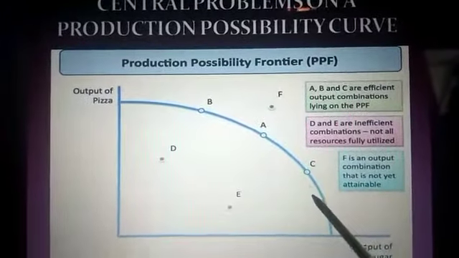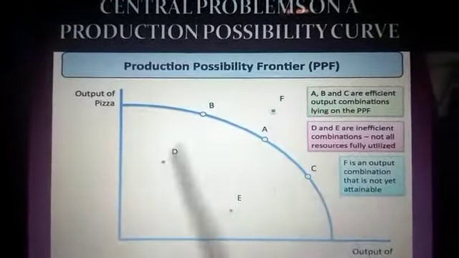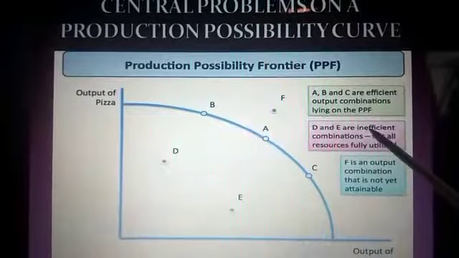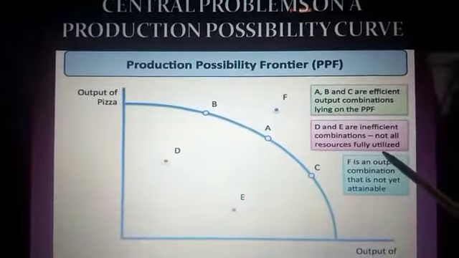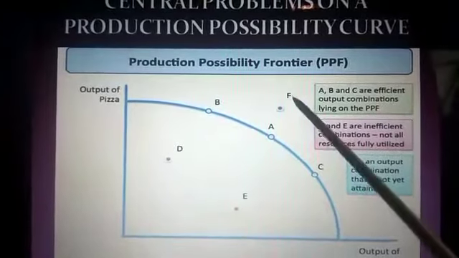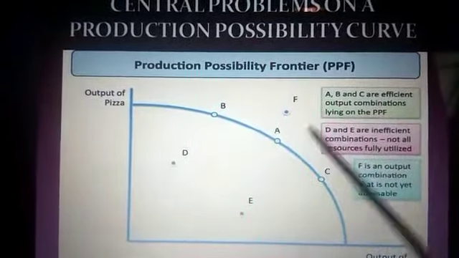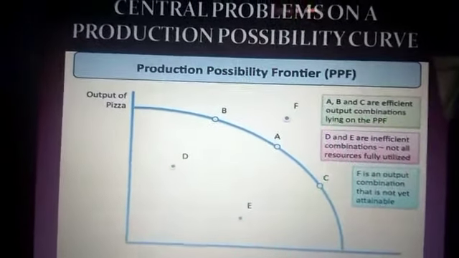A, B, C show different combinations which are possible to produce. D and E show inefficient combinations where resources are not fully or not efficiently utilized. And F shows a combination which is not attainable because we have limited resources.